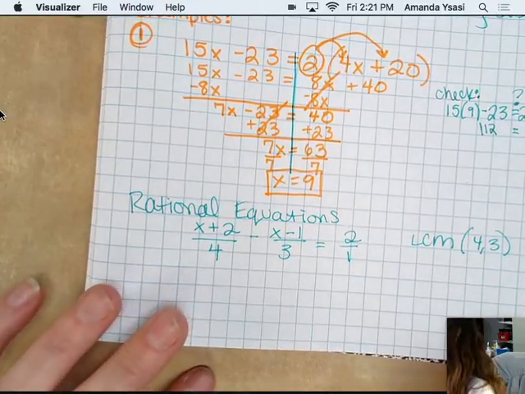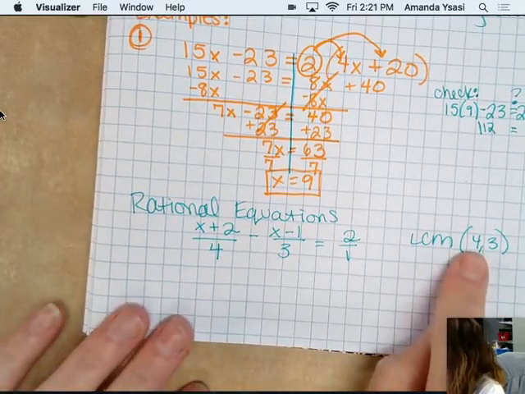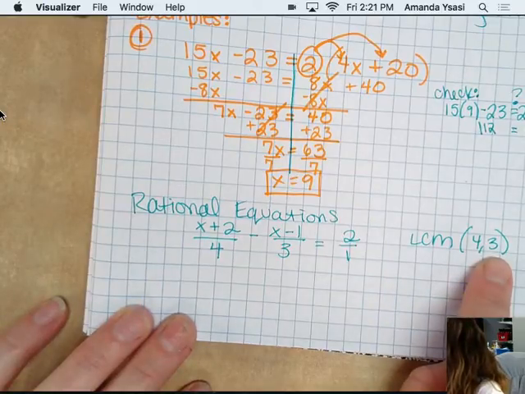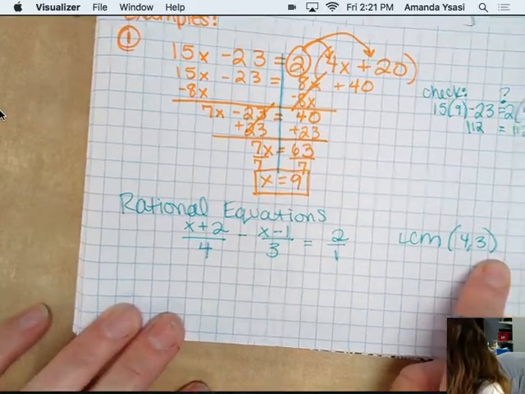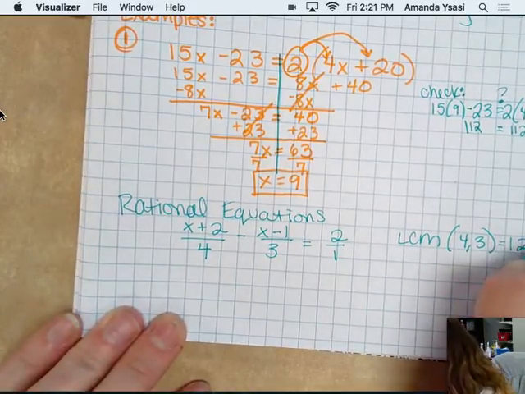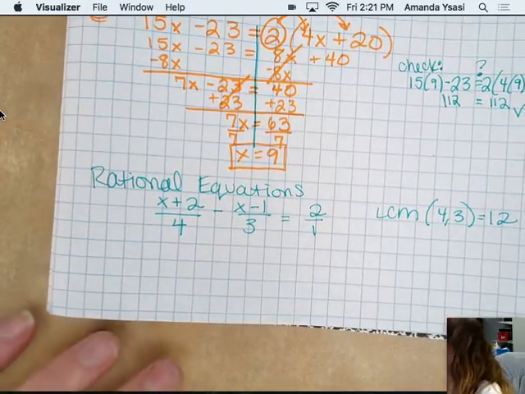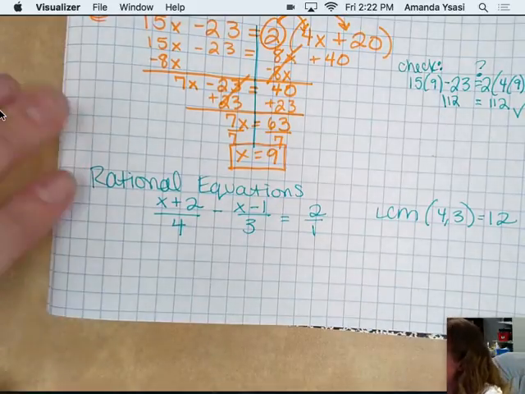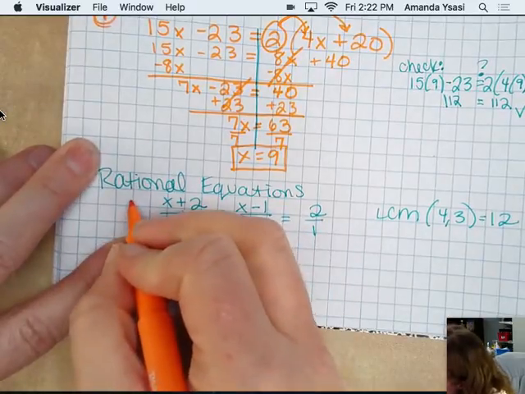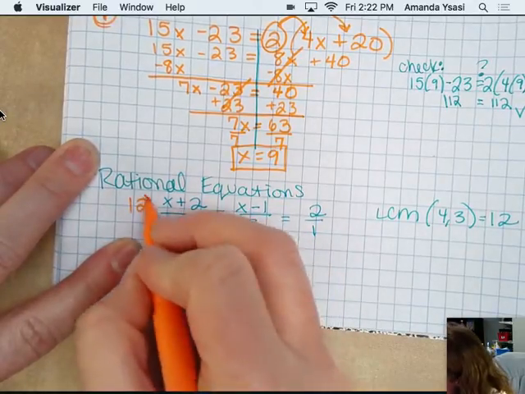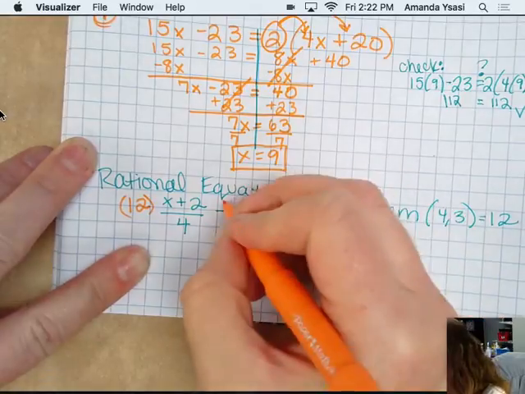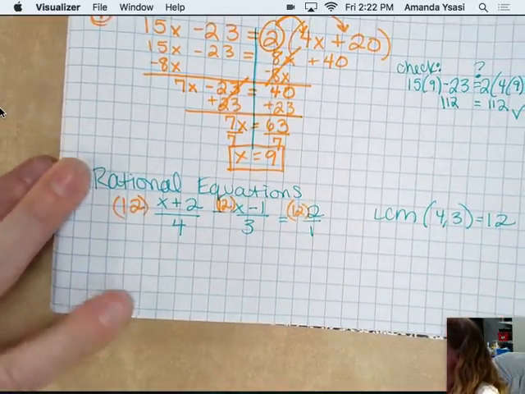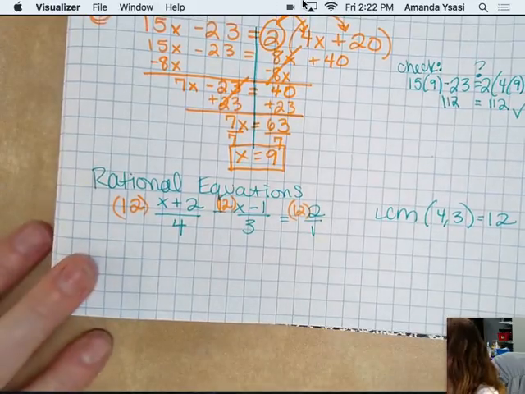So think about multiples of 4. Multiples of 4 are 4, 8, 12. Multiples of 3: 3, 6, 9, 12. So our least common multiple would be 12. And we are going to multiply everything by that least common multiple. So we're going to multiply this times 12, this whole thing times 12, and this whole thing times 12.